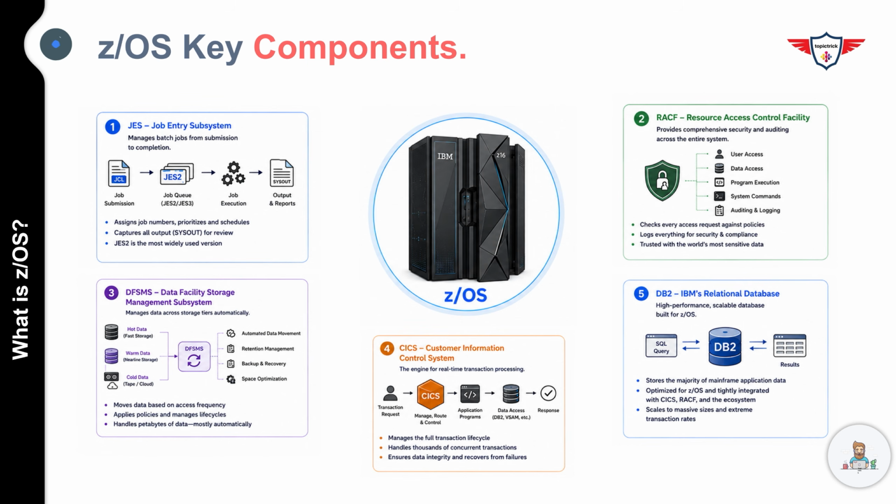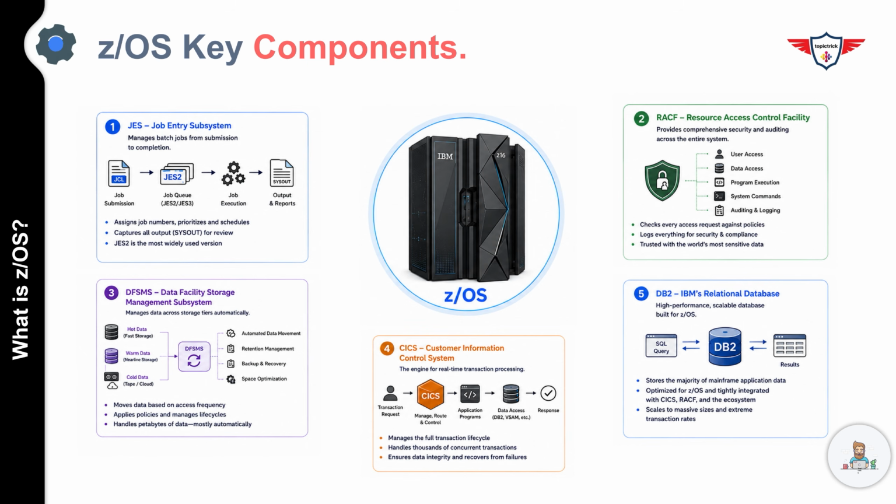Now let's talk about our next component, that is DB2. The IBM relational database, DB2, runs on the z/OS operating system and is one of the most important parts of the entire mainframe ecosystem. The majority of mainframe applications store their data in DB2. DB2 on z/OS is especially optimized for this environment, deeply integrated into CICS, RACF, and the rest of the stack, and it scales to transaction volumes that would be impossible on standard database systems.